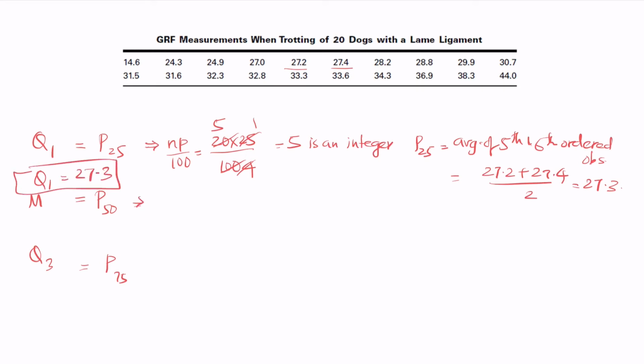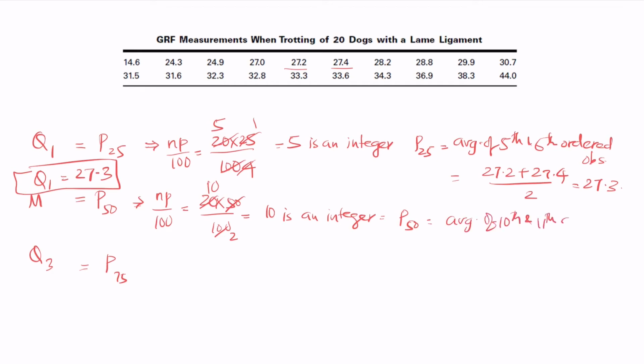Median is the 50th percentile, which is again nP divided by 100. That is 20 into 50 divided by 100, which becomes 10. So 10 is an integer again. P50 becomes the average of the 10th and 11th observations. The 10th observation is 30.7, and the 11th observation is 31.5. So we have 30.7 plus 31.5 divided by 2.